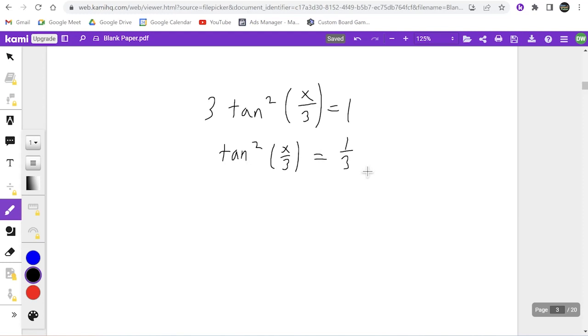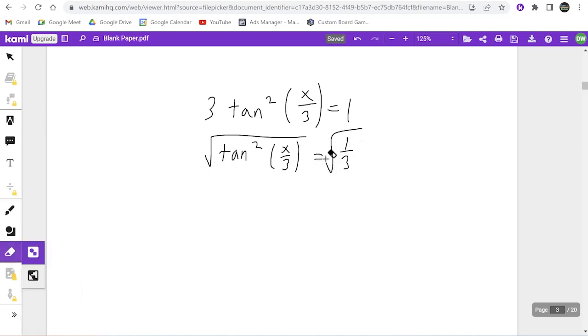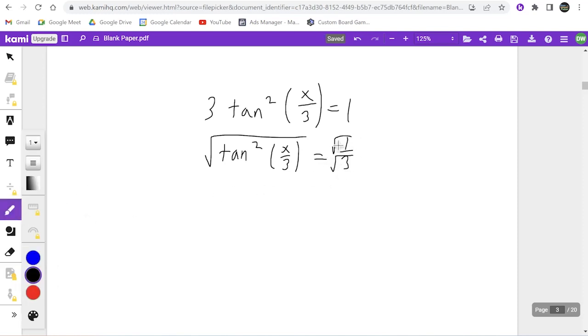So I get tangent squared of x over 3 equals 1/3. Next thing I'm going to do, take the square root of both sides. Now, I don't like the square root of 3 in the denominator. So in other words, I've got to figure out how to get rid of that. First thing I do is break it up into root 1 over root 3. I also remember square root of 1 is just 1. And root 3 is still a problem.